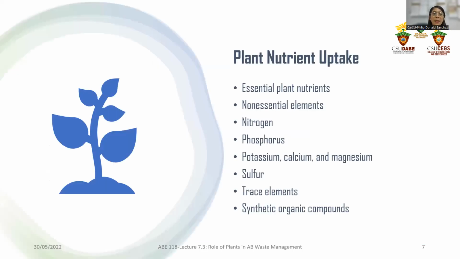And then we have plant nutrient uptake. So these are the processes of element uptake by plants, which is complex, broad, very wide, and not totally understood. The following are the plant nutrients essential for plant growth. So we have the essential plant nutrients, the non-essential elements, nitrogen, phosphorus, potassium, calcium, magnesium, and sulfur. And we also have the trace elements and synthetic organic compounds, which we will discuss one by one.